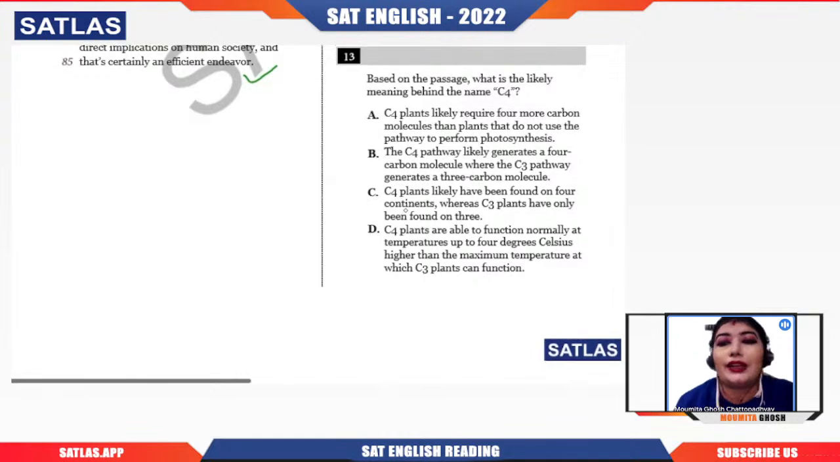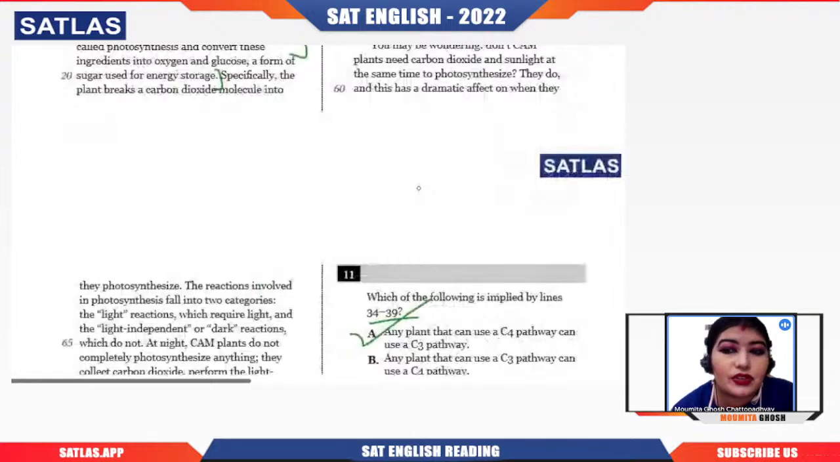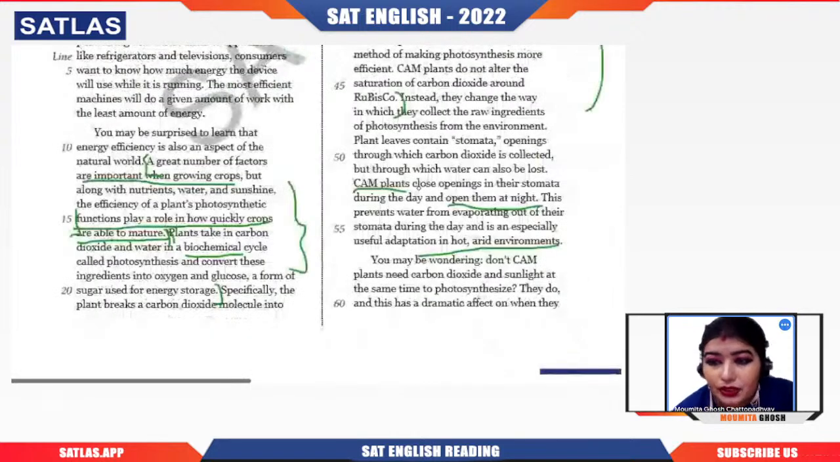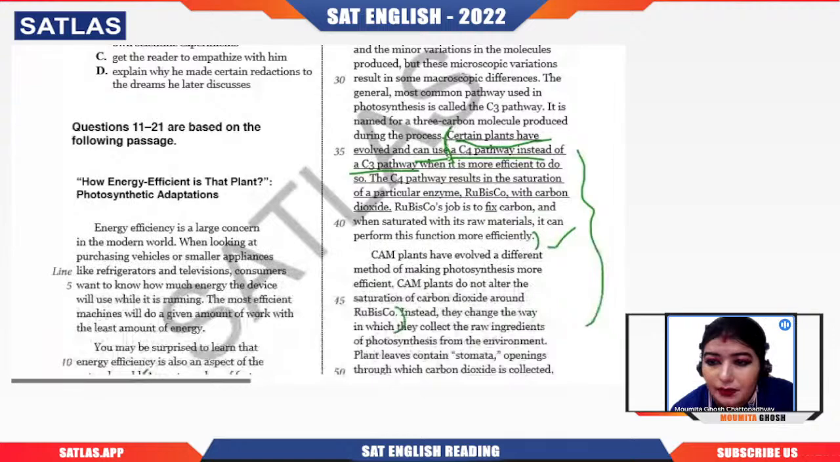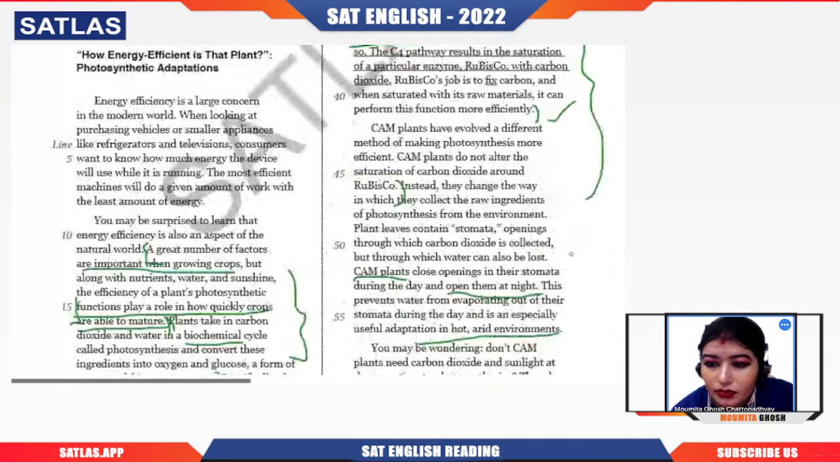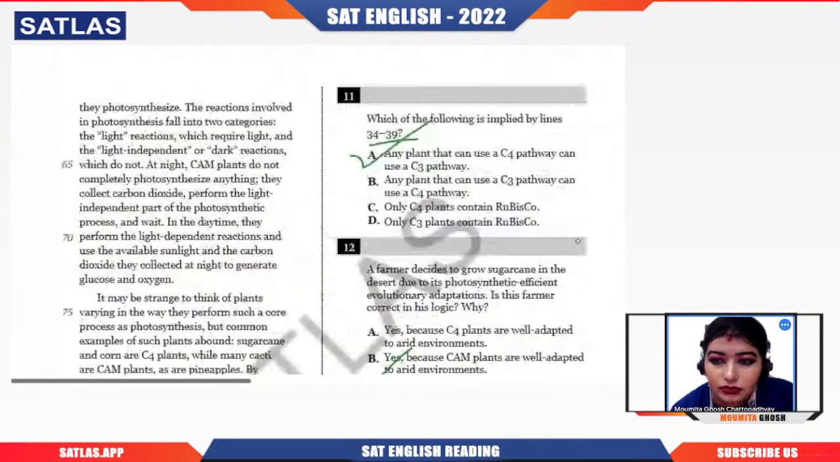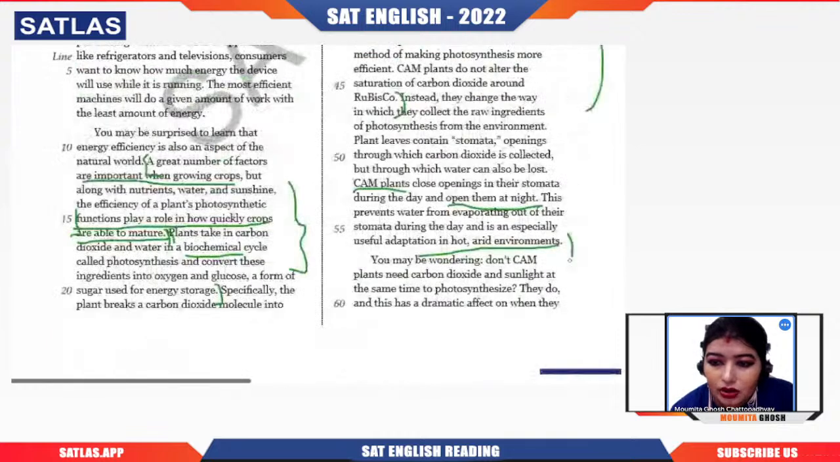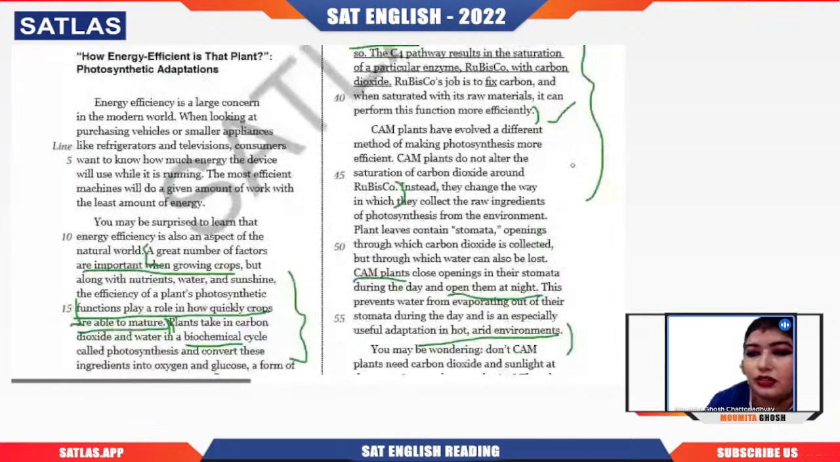So let us scroll up to the C4 part, where the author has given a brief description of the C4 pathway. From here, from these certain plants, up till this hot and arid environments. Here lies our answer. So what is the author trying to tell about the C4 pathway here?